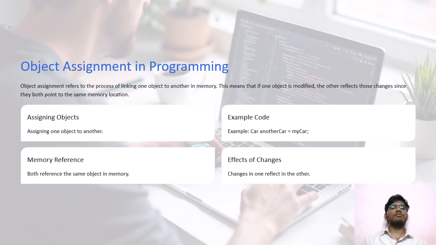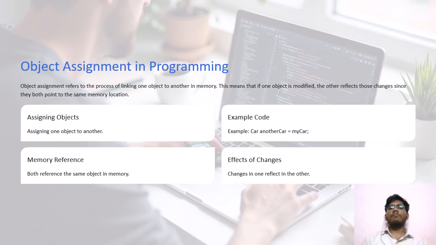Assigning one object to another means when you assign one object variable to another, like anotherCar equal to myCar. Here anotherCar is another object and myCar is the object that we declared in a previous slide. So you're copying the memory reference, not the actual object itself, and the data inside myCar is shared with the anotherCar object.